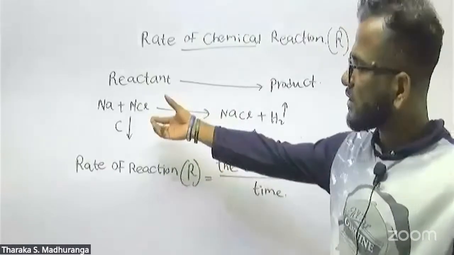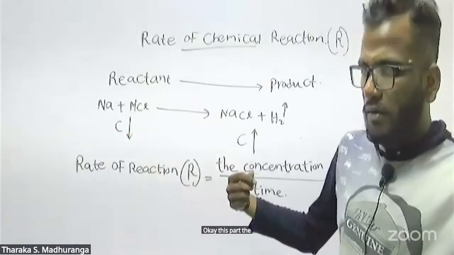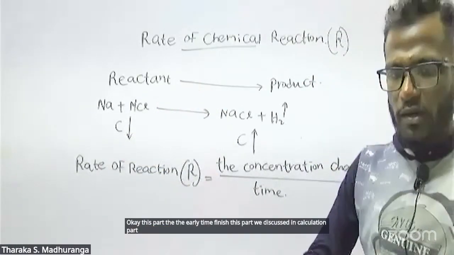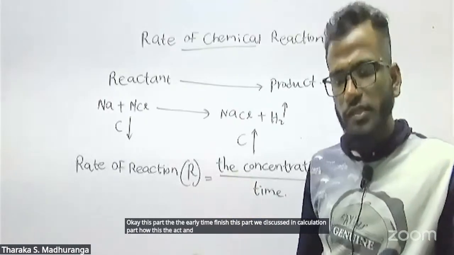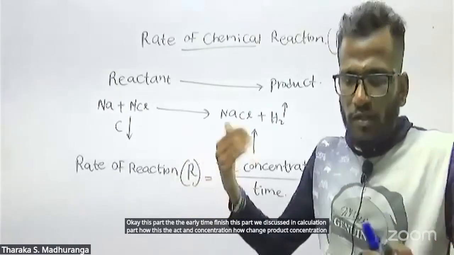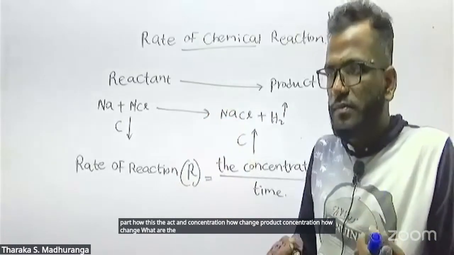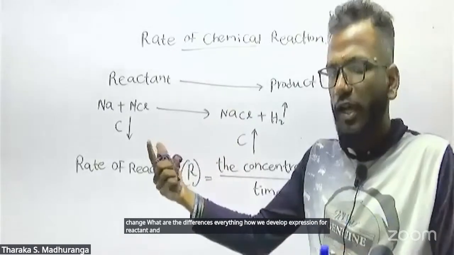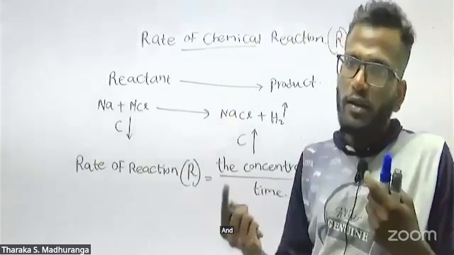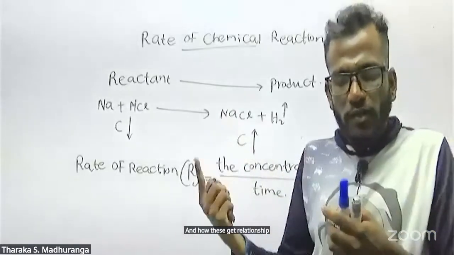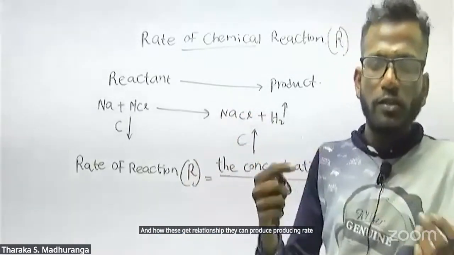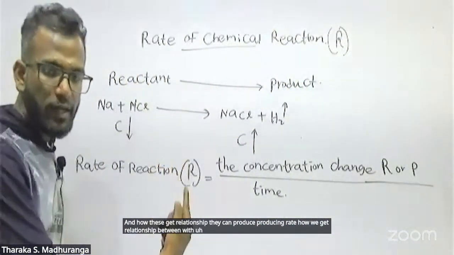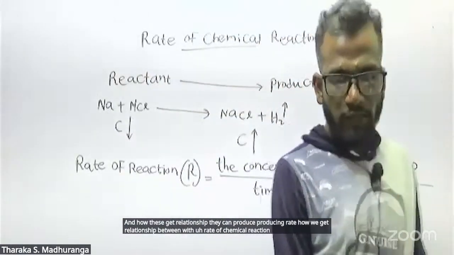Okay, this part, divided by time, finish. This part we discuss in the calculation part: how the reactant concentration changes, how the product concentration changes, what the differences are, how we develop expressions for the reactant and product decaying rate and producing rate, and how we get the relationship between them and the rate of chemical reaction. Everything in the calculation part.